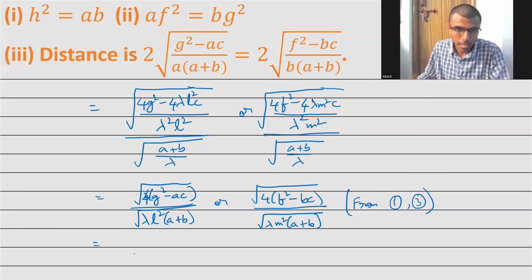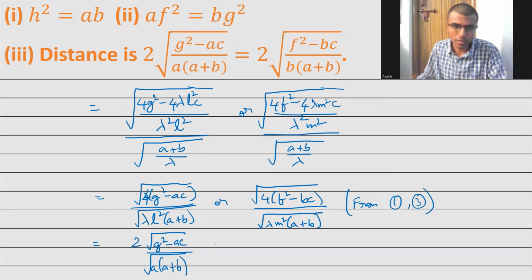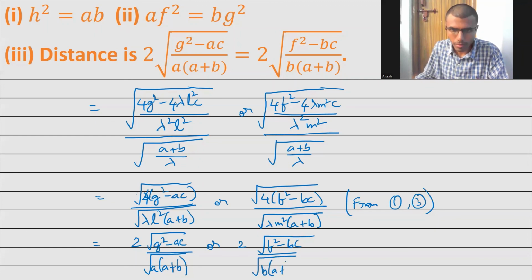Now this is my last step. Root 4 is nothing but 2, so this would be nothing but 2 root g square minus ac, divided by root of a into a plus b, because lambda L square is a. Or this would be nothing but 2 root f square minus bc, divided by under root b into a plus b. Again from 1 comma 3. That's it. This is what we had to prove, the distance.